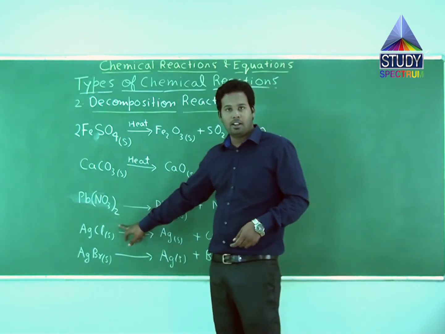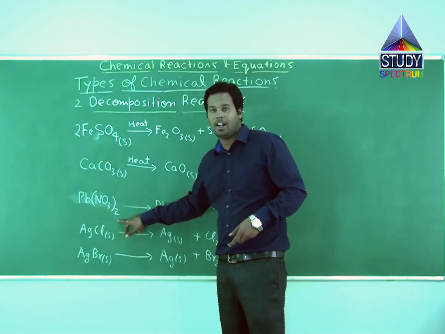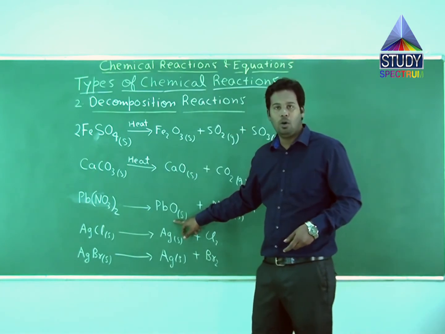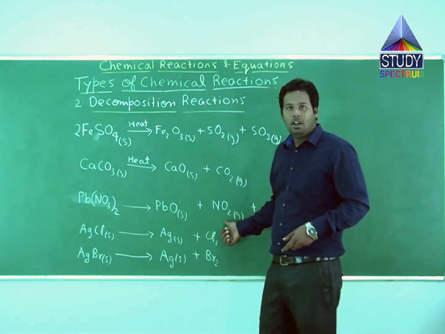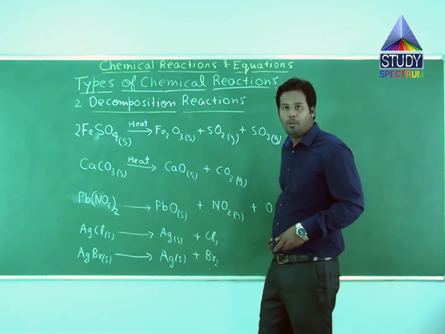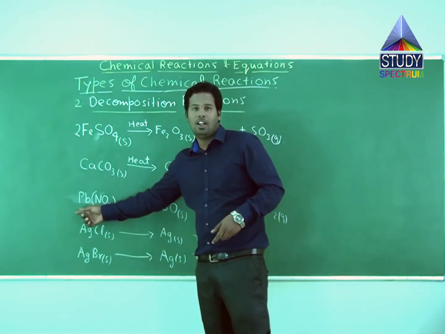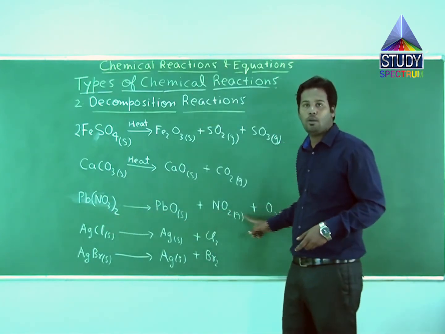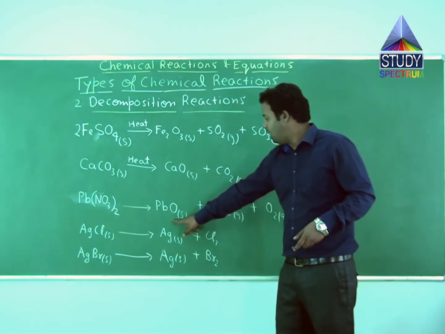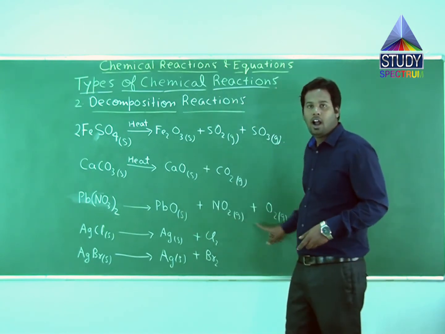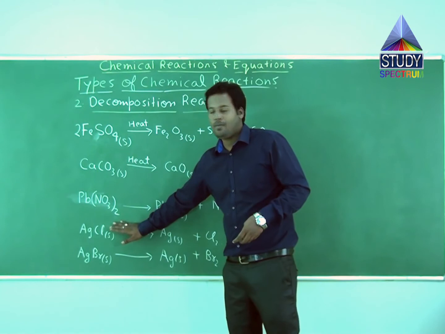If you see the third reaction, this is lead nitrate, Pb(NO3)2. This is lead nitrate. This is lead oxide, PbO, on the right hand side, the product side, and along with PbO, NO2, that is nitrogen dioxide, and oxygen are also formed. If you see this reaction also, a single reactant on LHS is being converted into two or more simpler substances, also called products in this reaction. That is lead oxide, nitrogen dioxide, and oxygen. Correct? Now, is this reaction balanced? We'll try to balance this equation.